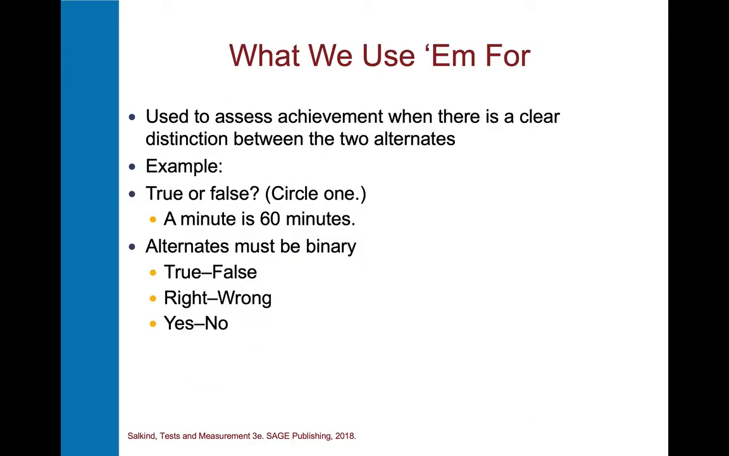So first, let's talk about what we use true/false items for. True/false items are most often used for achievement types of tests when there is a clear distinction between the two alternatives, true or false. One of the best criteria for judging the value of a true or false item is whether the correct answer, be it true or false, is unequivocally the right one, the only one, and the correct one. In other words, there cannot be both a true and false answer to a good true/false question.